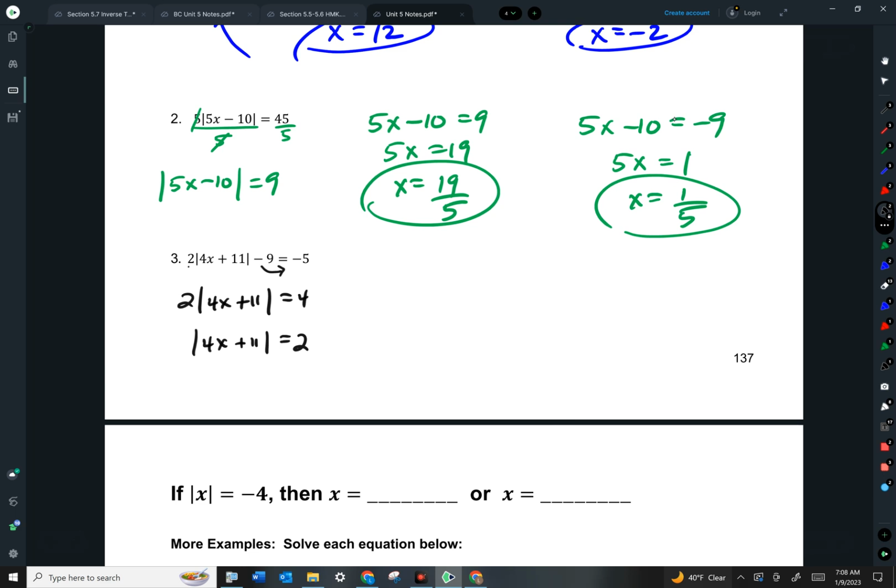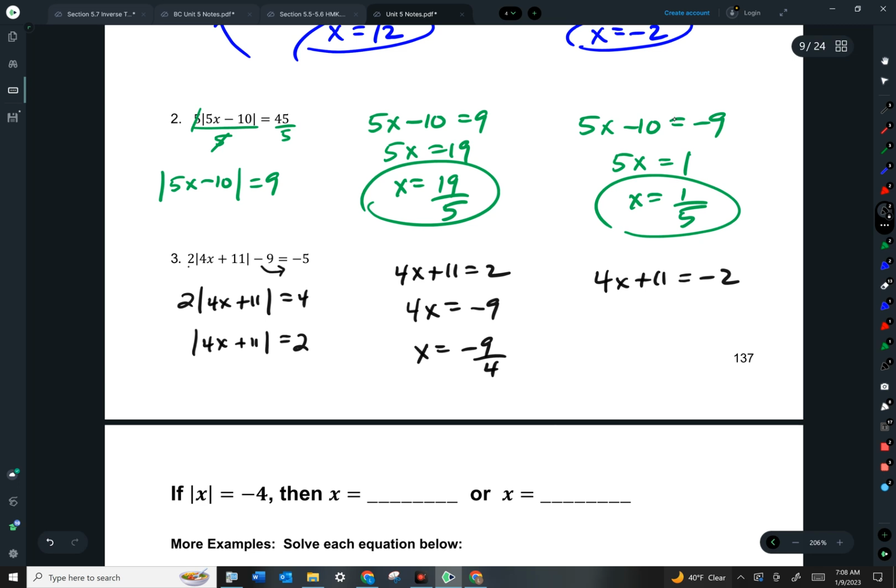Now that the absolute value is by itself, I can write my two equations. So either the stuff underneath, the 4x plus 11 equals positive 2, or the 4x plus 11 equals negative 2. And then I solve each one separately. So subtract 11 and divide by 4. Over here, subtract 11 and divide by 4. Two solutions.